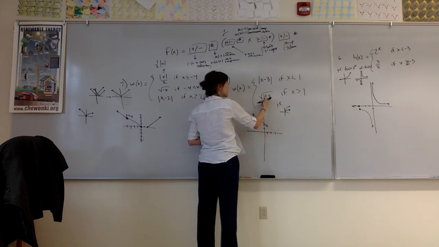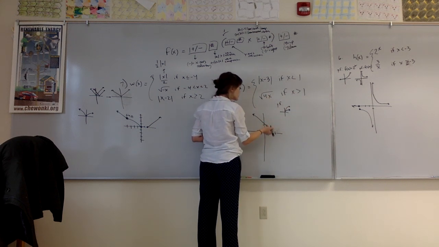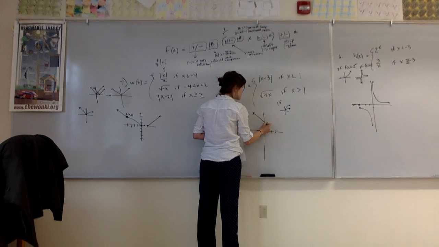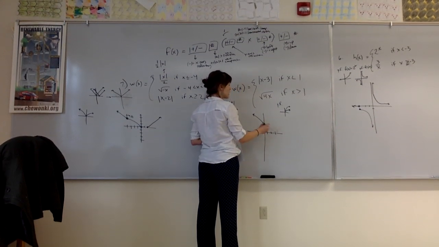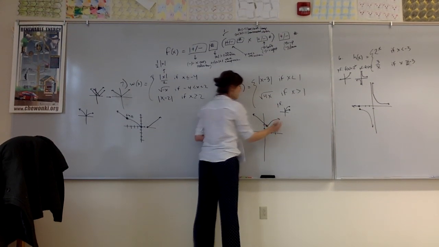I plug 1 into this equation. The square root of 4 is 2. So I have an open circle again here at 1, 2, and I draw my graph off of that.